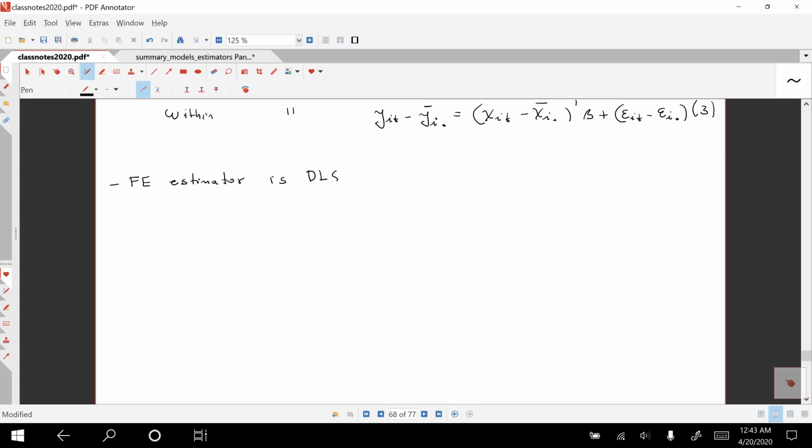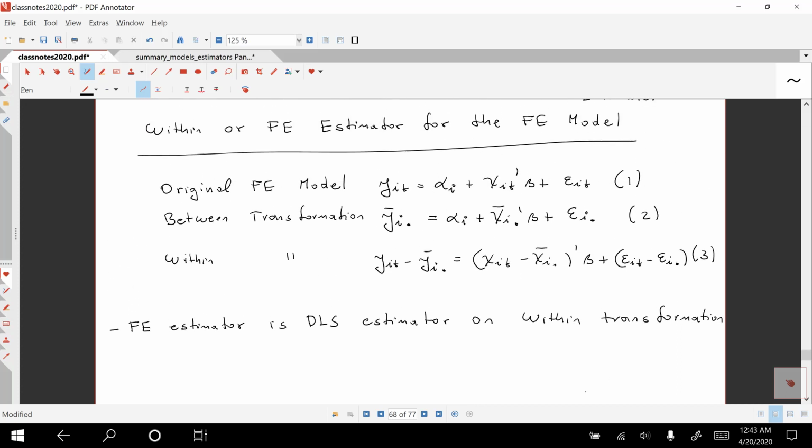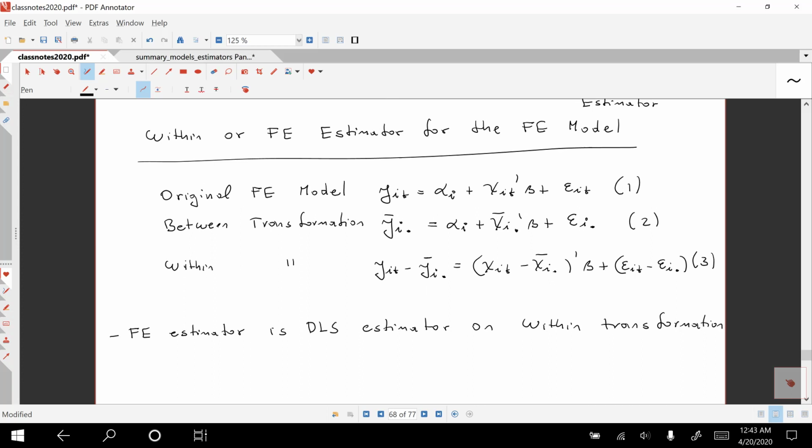It is the OLS estimator on the within transformation. So this is the fixed effects estimator for the fixed effects model. Very straightforward, basically the same thing. As you can see, we start with a pool model with a fixed effects estimator, apply the within transformation, and we end up with basically the same model.